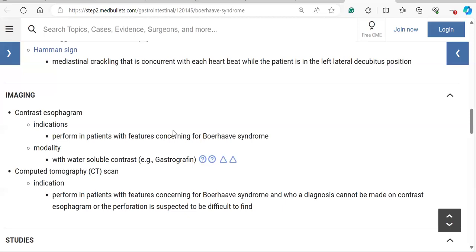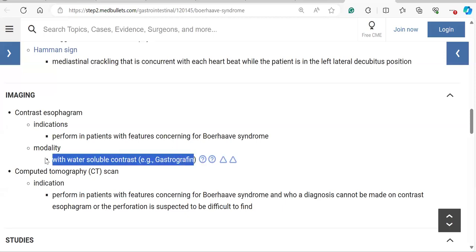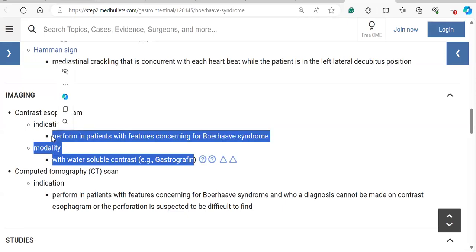Now, if you suspect Boerhaave syndrome or complete rupture of the esophagus, what is your investigation of choice? We normally start with a water-soluble contrast, which is gastrografin meal. Okay, or gastrografin swallow, not meal, sorry. So you do a gastrografin swallow, which is a water-soluble contrast, and that is usually your initial investigation.